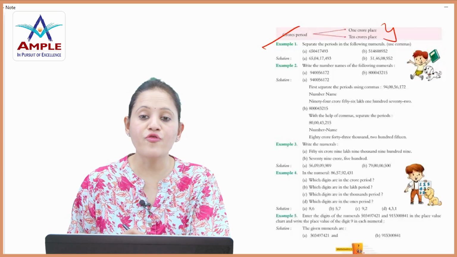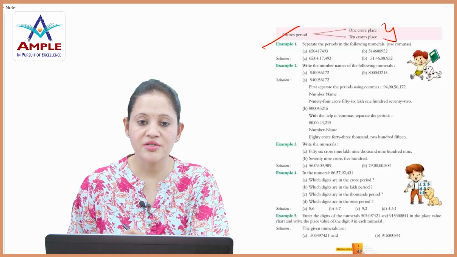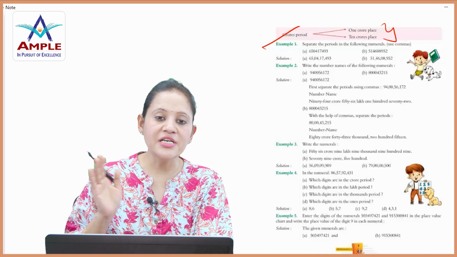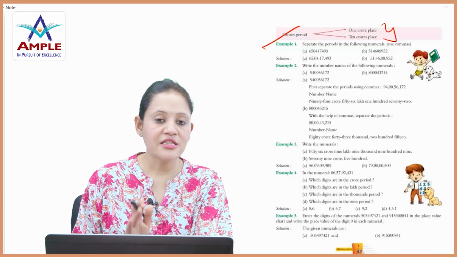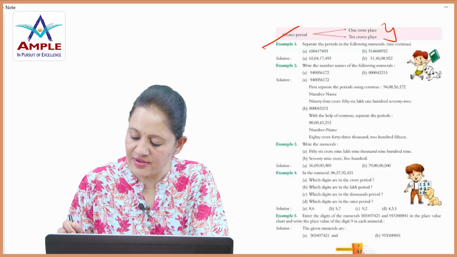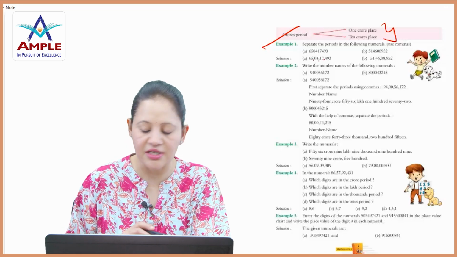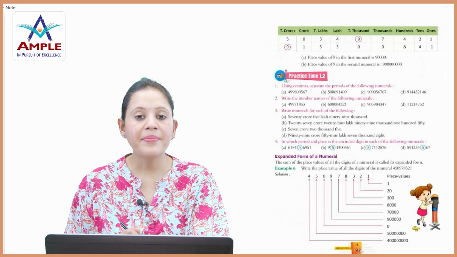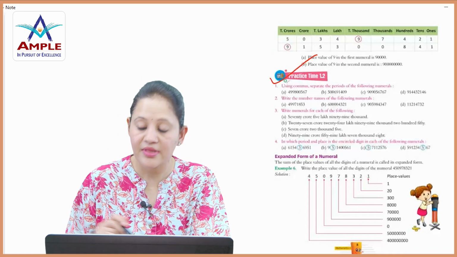Separate the periods in the following numeral using commas. To separate, we start from the right hand side: first comma after 3 digits and then after every 2 digits. This is how we will put the commas. First 3 digits, then 2, 2 like this. Clear?